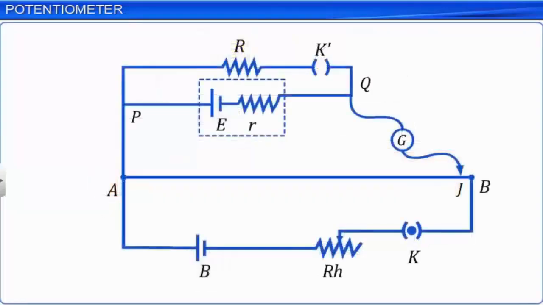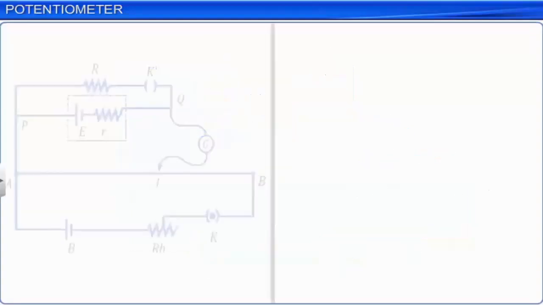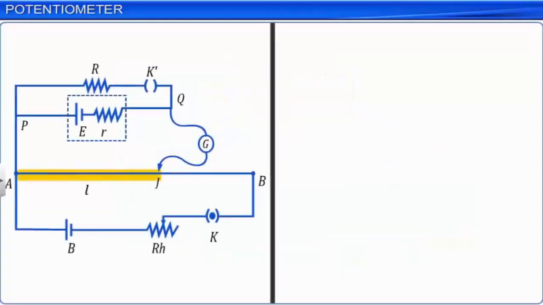Initially, the key K' is open. This implies that the resistance R is not included in the secondary circuit. This implies that the potential difference across the cell in the secondary circuit is equal to its EMF. Now, the jockey is pressed at various points on the potentiometer wire to find the balancing length. If L is the balancing length obtained when K' is open, we get E is equal to phi into L. Let this be equation 8.